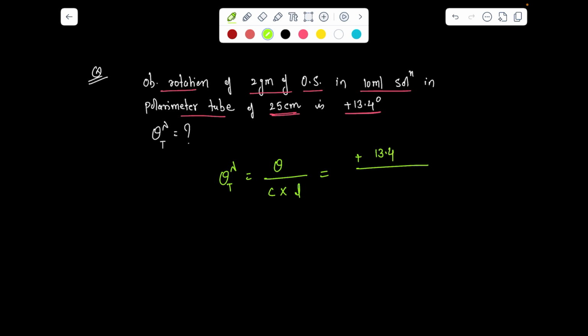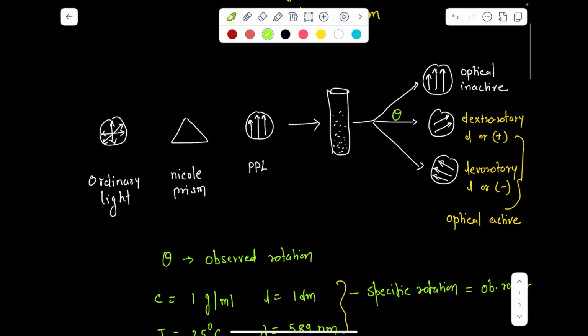Concentration is in grams per ml, so this is 2 and 10. The unit is fine, so 2 by 10 grams per ml. Length should be in decimeters. Here it is given in centimeters, so we are going to convert into decimeters, 25 by 10. When you calculate everything, you will get plus 26.8 degrees. Plus represents dextrorotatory, and that's how we get the specific rotation. And this entire setup is named a polarimeter.